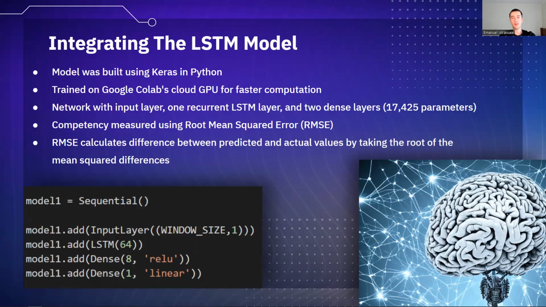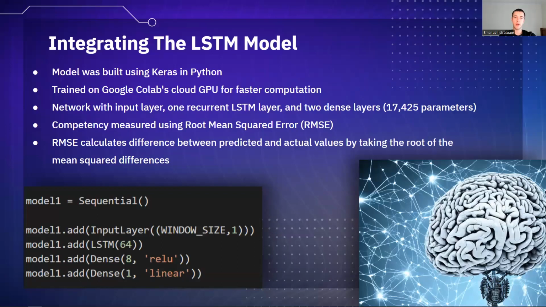The initial model consisted of an input layer, a single recurrent LSTM layer, followed by two dense layers. To assess the model's performance, we chose the root mean squared error metric. This metric is commonly utilized in regression problems and represents the difference between the predicted and actual values. It does this by taking the root of the mean of the squared differences between the prediction and the actual values at a given point. Thus, by decreasing the RMSE, the accuracy of the model is also increased.